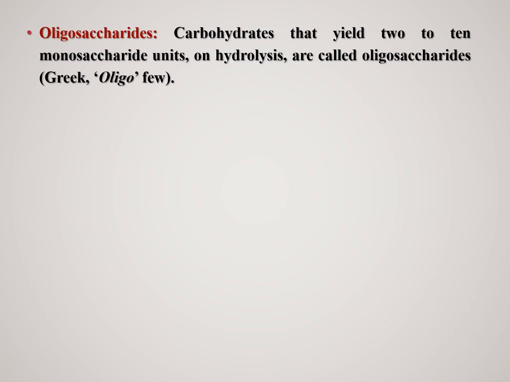Let us proceed towards oligosaccharides. Oligo means few. So, carbohydrates which on hydrolysis will give few monosaccharide units are called oligosaccharides. And how many can they be? They could be somewhere between 2 to 10 monosaccharide units. Hence, the compound is called as oligosaccharides.